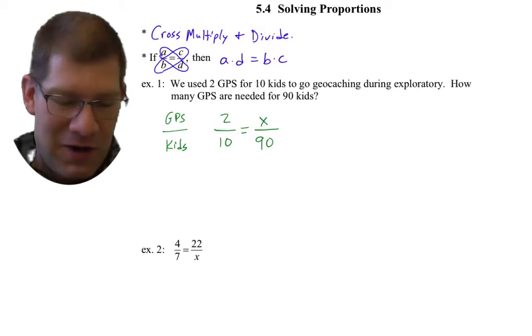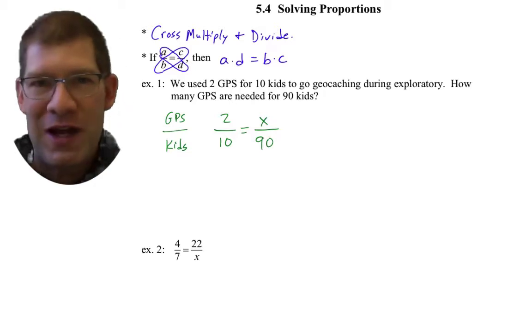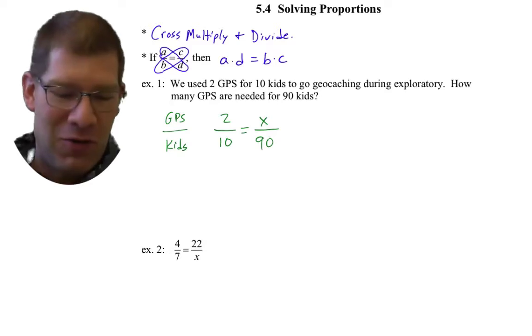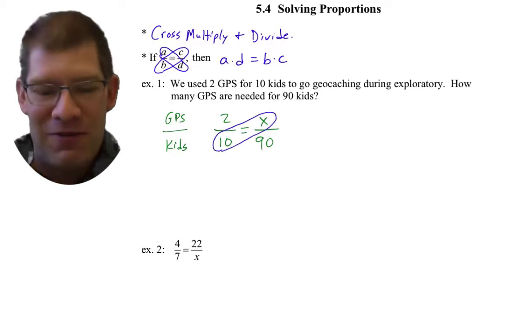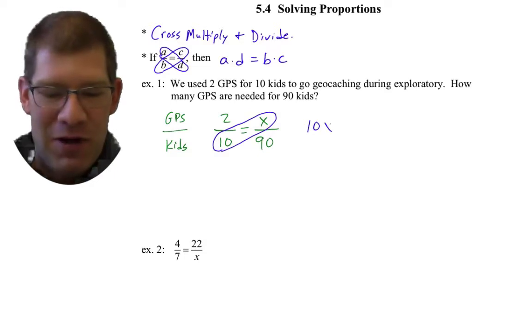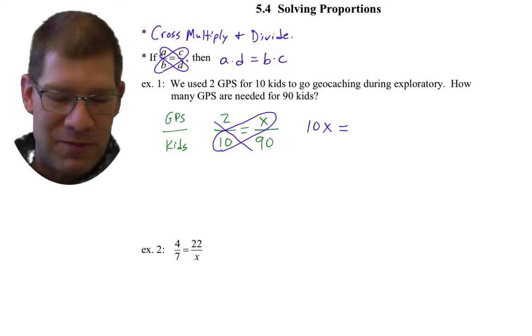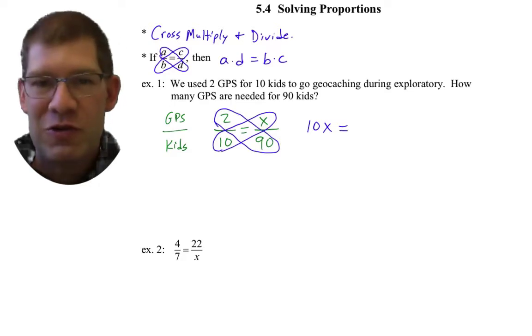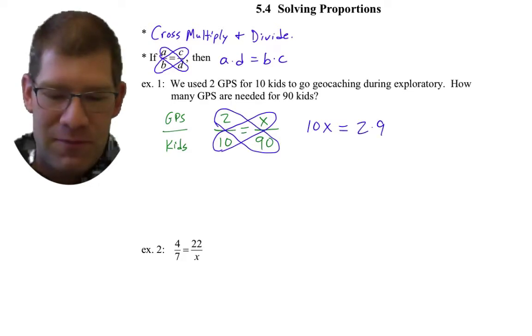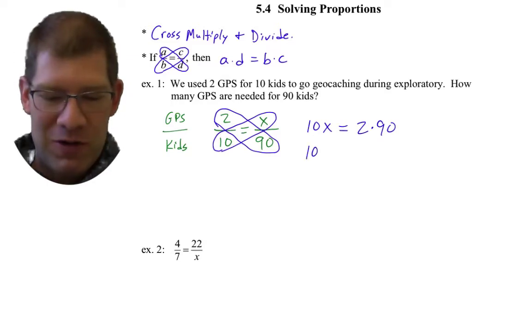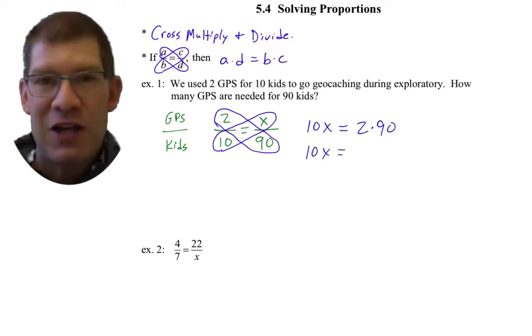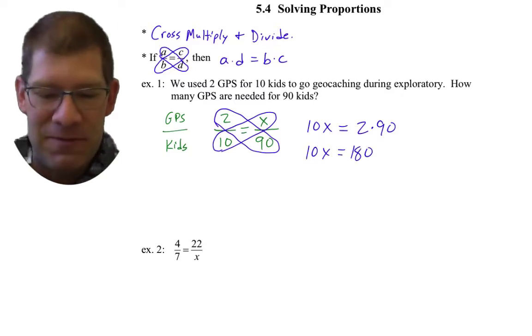Okay, now as far as doing the cross multiplying, I usually take the one that has the variable and do that first. Just because we're more used to seeing the variable on the left, it really doesn't matter. But if you do that, you get 10 times x, or 10x equals, then you could do the other two, 2 times 90. And I love it when people show their work, so I'm going to keep going. So I have 10x equals, 2 times 90 I can simplify, that's just 180.